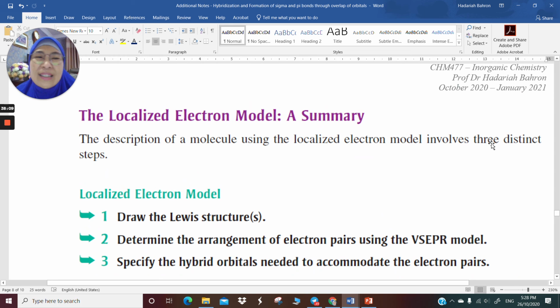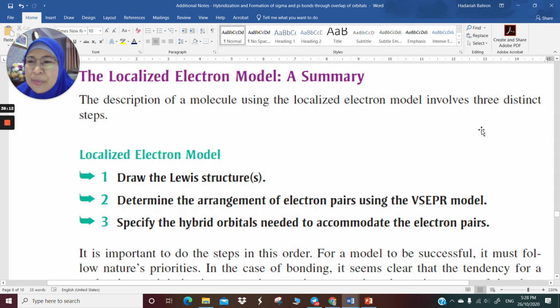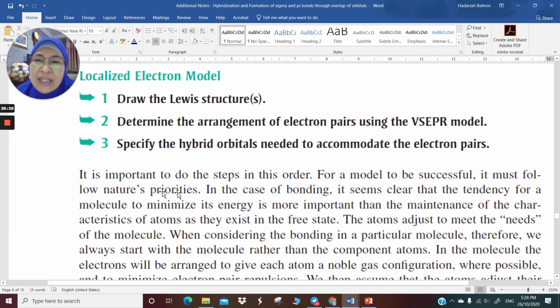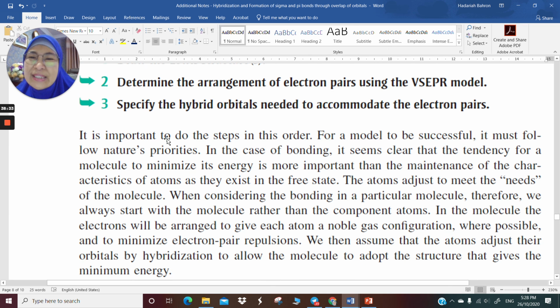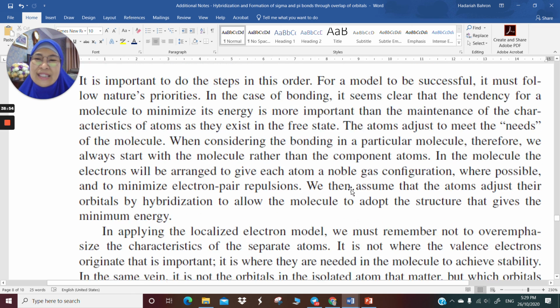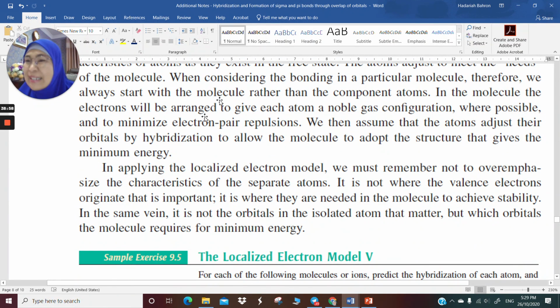Yep. So as a summary, the localized electron model hybridization must involve 3 distinct steps. One is to draw the Lewis structure. Number 2 is to determine the arrangement of electron pairs using VSEPR model. And number 3 is specify the hybrid orbitals needed to accommodate the electron pairs. So it is important to do the steps in this order. For a model to be successful, it must follow nature's priorities. In the case of bonding, it is clear that the tendency for a molecule to minimize energy is more important than the maintenance of characteristic of atoms as they exist in the free state. Yeah, so on and so forth.